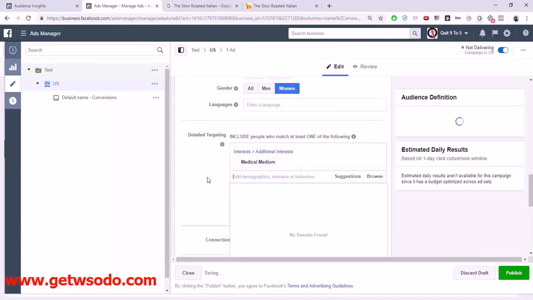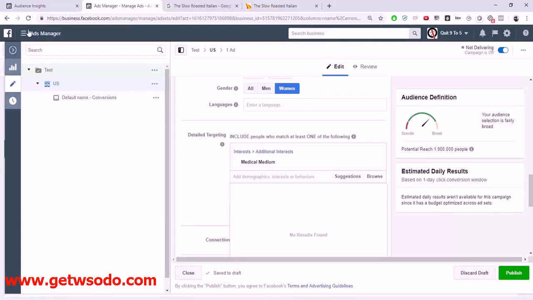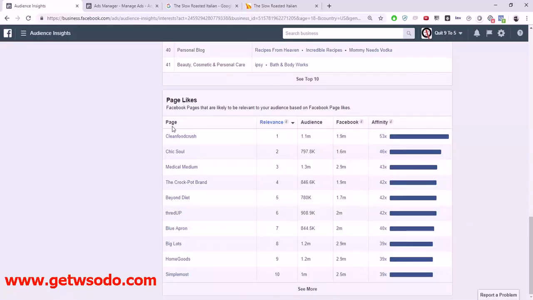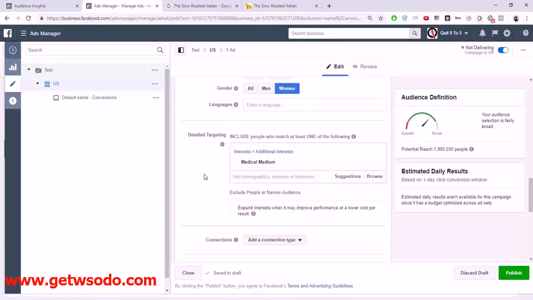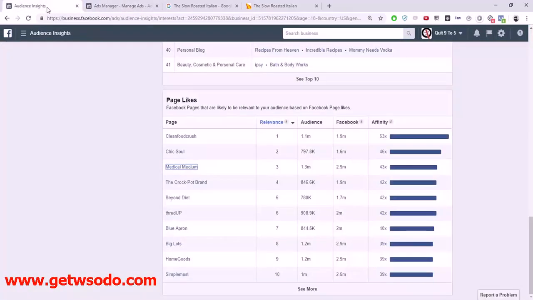So who would have thought of targeting Medical Medium, which is a Facebook page for women who are interested in weight loss, and it's actually number 3. So it's relevance number 3, right? So this is probably a really good one to train your audience on, or train your pixel rather, because it's just super relevant. Facebook has found that people who like this page are interested in weight loss. So I hope you guys are starting to see how powerful it can be to actually go on to the Audience Insights and just snoop around and find a bunch of stuff that's related to your interest, and then plugging it in to train your pixel.